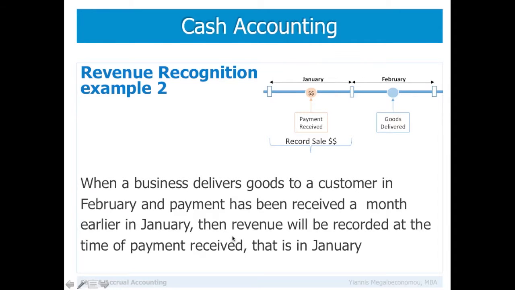Now, since the cash accounting method records revenue at the time payment has been received, then, as you can see here, February is the delivery of goods to the customer. However, in January, since payment was received, I will record my sales revenue for this transaction. Again, here we see the time of the payment, and this is the month in which we're going to record our sales revenue for this transaction. The transaction, remember, is the delivery of goods to a customer, which came about in February.